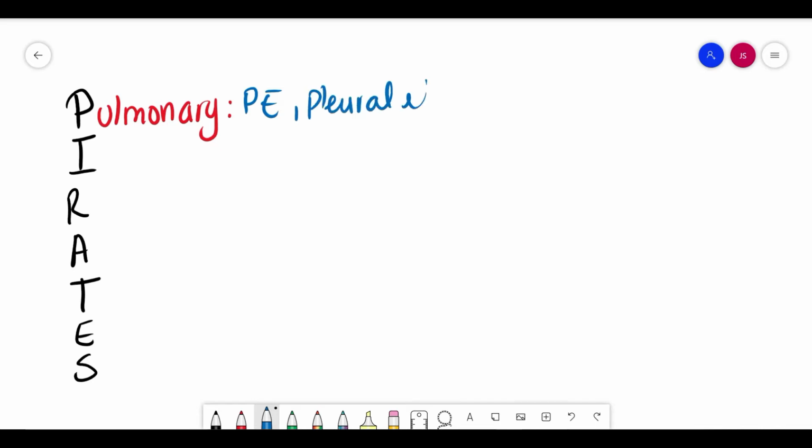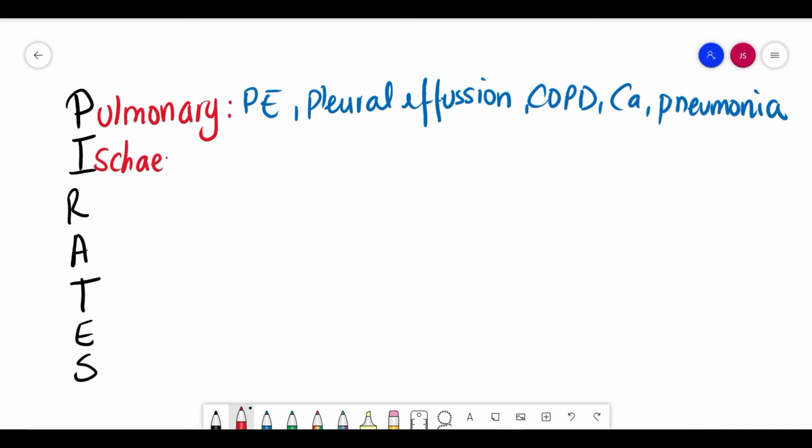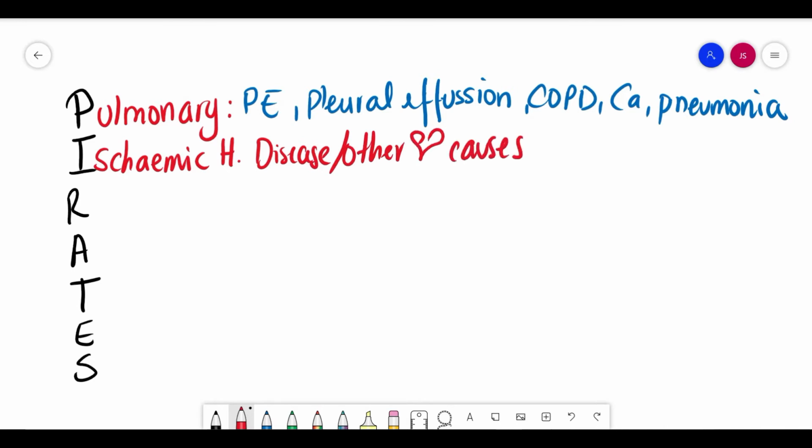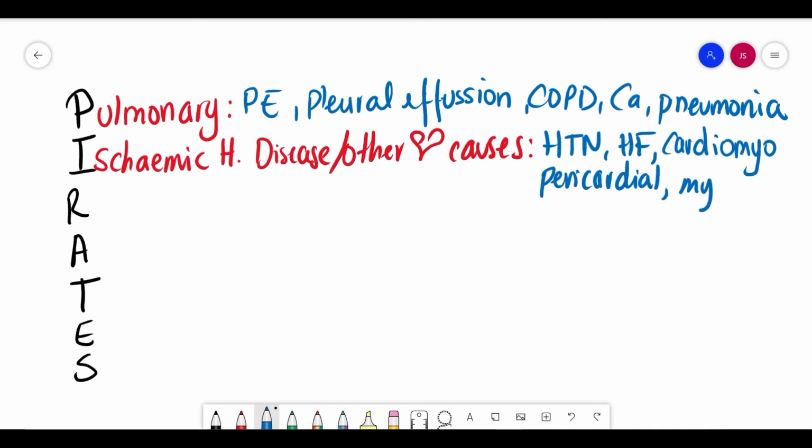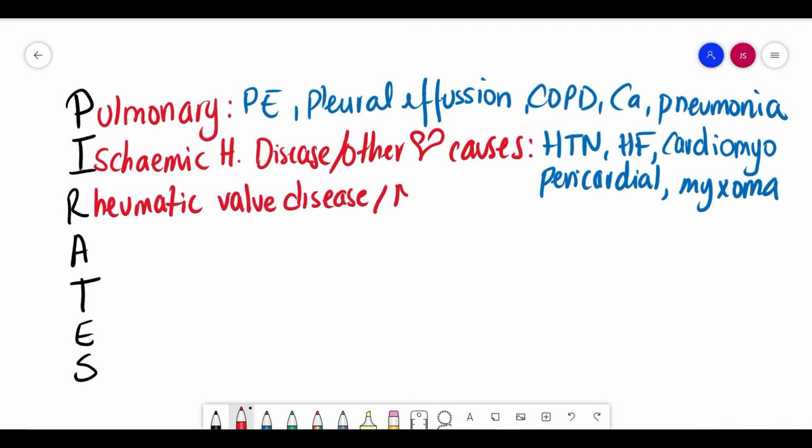So think about pulmonary causes like PE, pleural effusion, COPD, lung cancer, and pneumonia. Ischemic heart disease, including acute MI, and other cardiac diseases like hypertension and heart failure. Other causes could include cardiomyopathy, pericardial disease, and myxoma. So keep those in mind. Rheumatic valve disease as well, and mitral stenosis. So valvular problems.